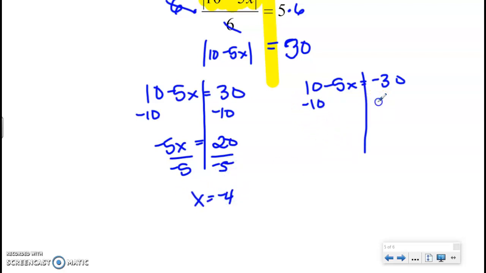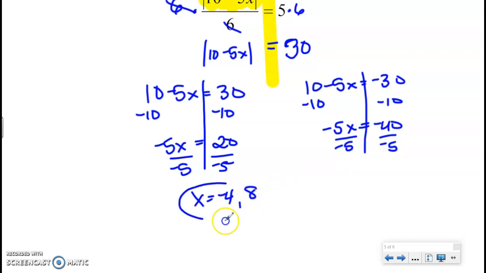Okay, same steps on the right side. Subtract 10 from both sides. You get negative 5x equals negative 40, and divide by negative 5 on both sides to get x equals 8.